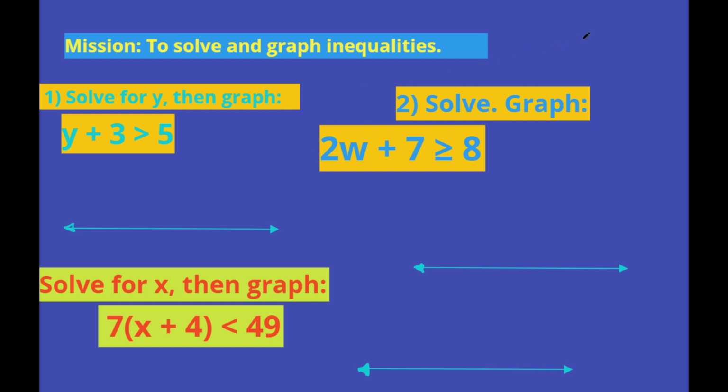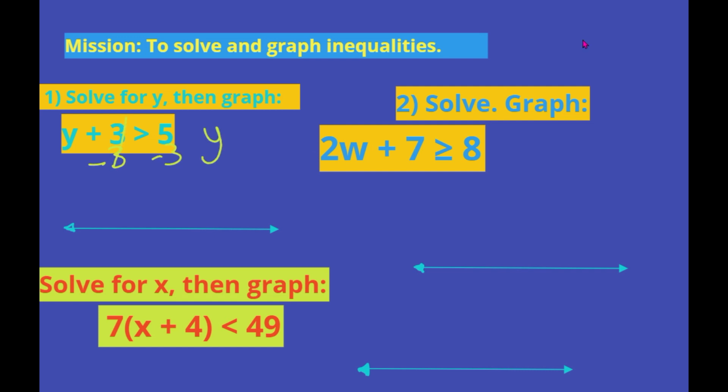Let's solve and graph some inequalities. I'm going to treat these like equations. I want to isolate the variable. I want y by itself. So I'm going to solve this and then I'm going to graph it. So let's get this positive 3 out of here. And the opposite of adding 3 is subtracting 3.